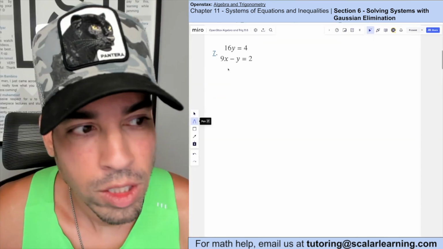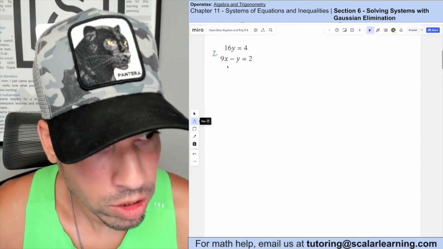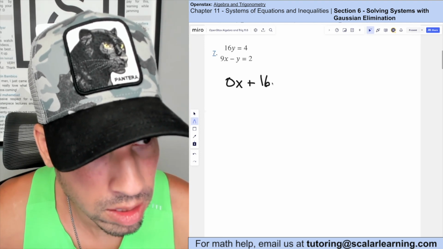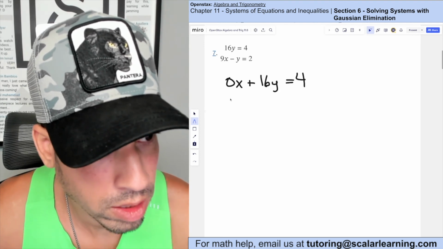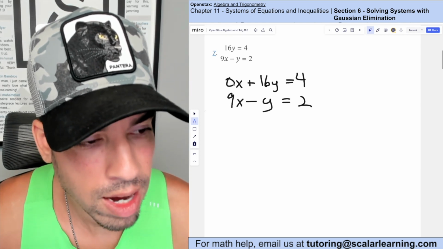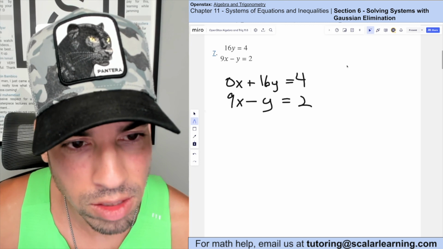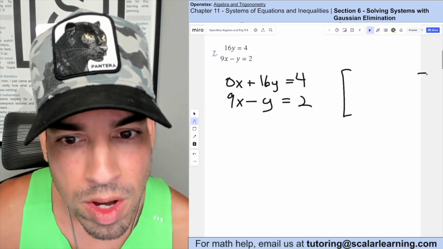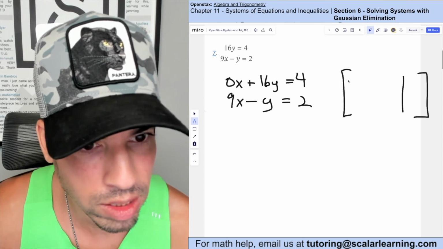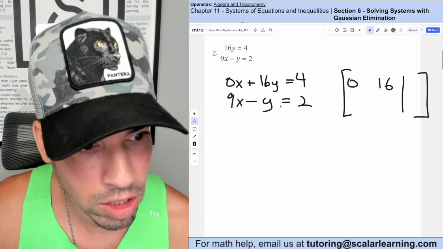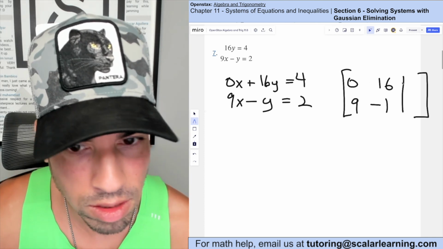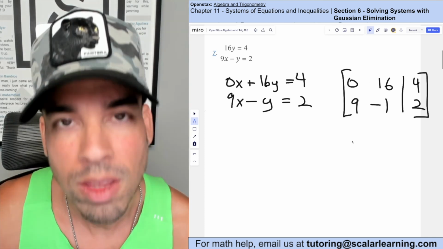Done. So for this one, when I put it in an augmented matrix, first I'm going to rewrite the first one as 0x plus 16y is equal to 4. And then I'll keep the second one as is. And the reason why is because we need to have the correct coefficients and the constants so we know what goes where. Now, if I transplant it into this augmented matrix, it's literally 0, 16, right? Those coefficients. And then here 9 and -1 for the bottom one. And then the constants on the other side, 4 and 2. That's how you do it.